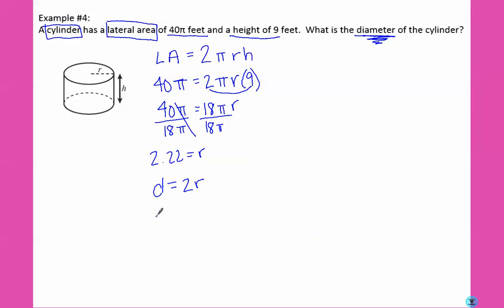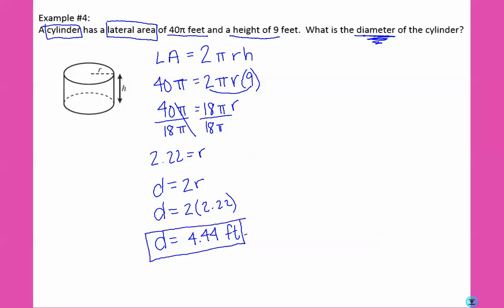Diameter is twice the radius, so diameter equals 2 times 2.22, which means our diameter is 4.44, and we're measuring things in feet. That's all for today.